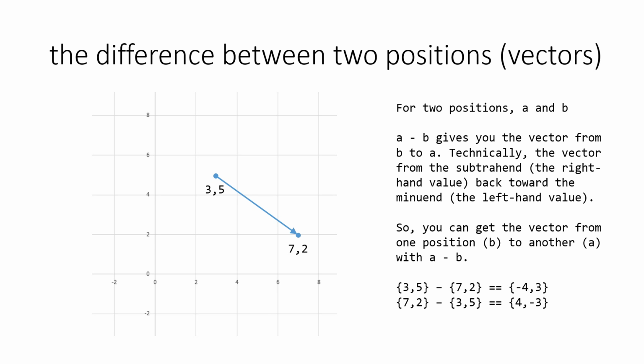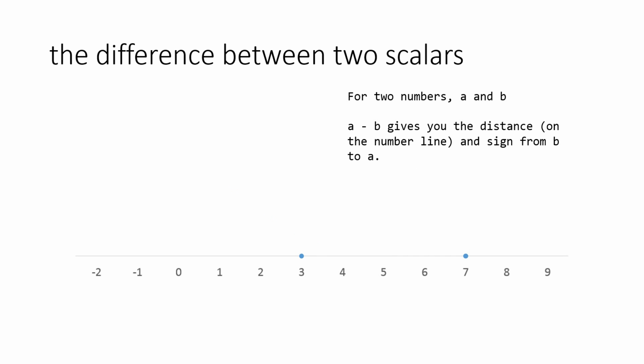And this works exactly the same way with 3D positions in x, y, z. And of course it works the same with scalars. So for two numbers, a minus b represents the way back to a. So 3 minus 7 is minus 4, which is the way back to 3 from 7. And 7 minus 3 is 4, which is the way back to 7 from 3, if you want to look at it that way.